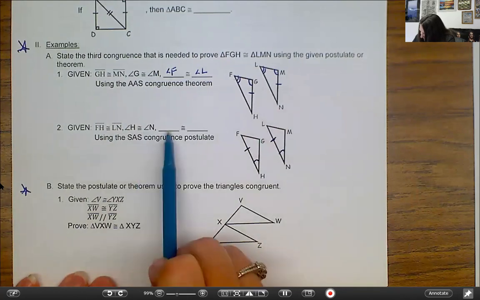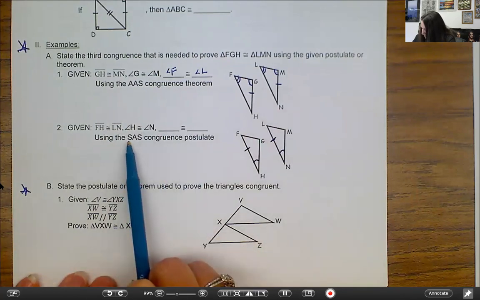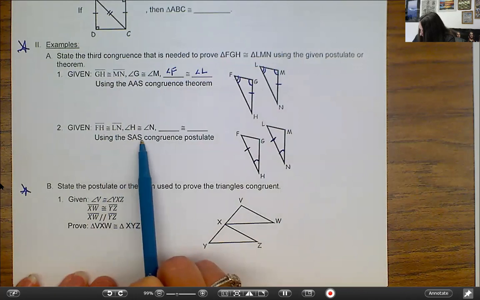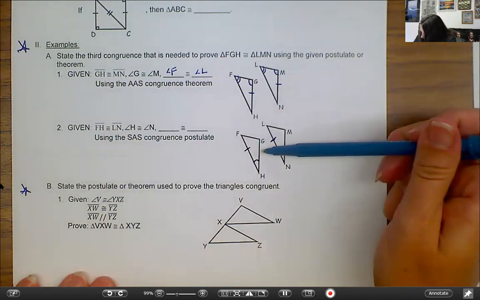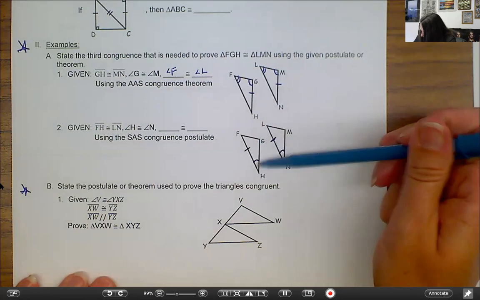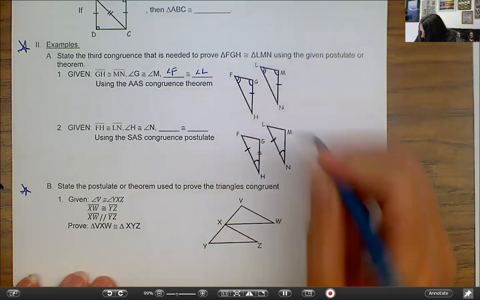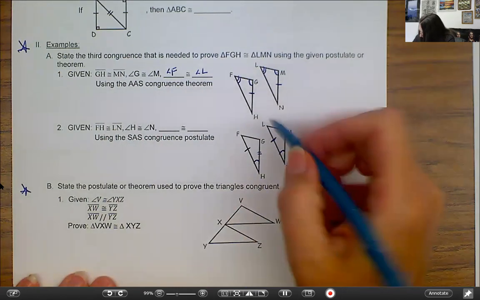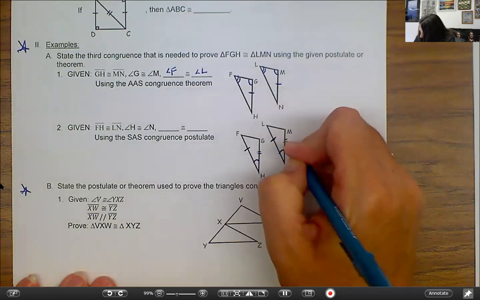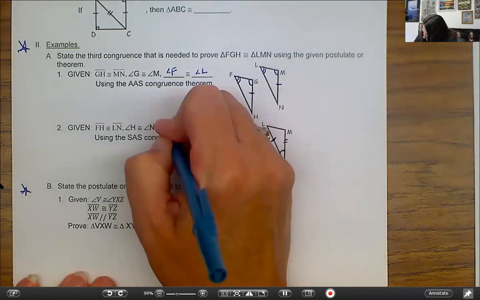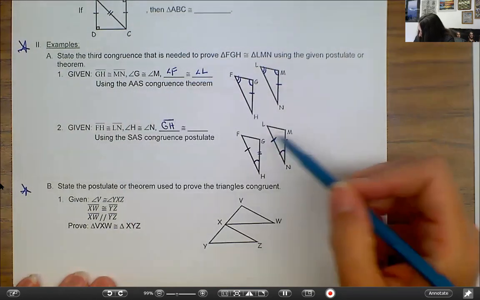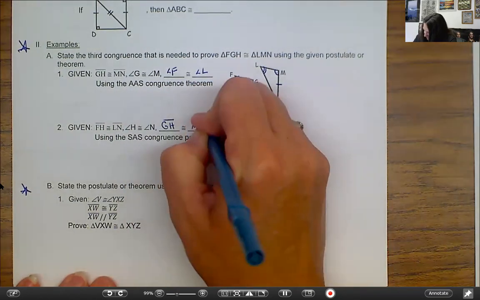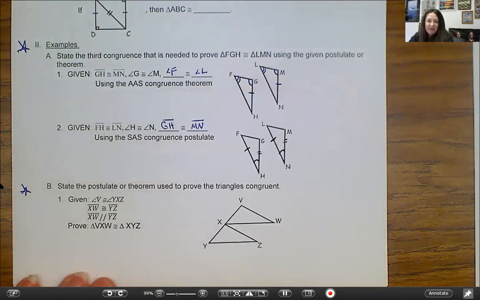Now, what would I need to prove the triangles congruent by side angle side? Well, we'd want to be in that order: side, then the angle, then the side. So to make that work, I want to be at the side, the angle, and then the side. Okay, that angle has to be in between those 2 sides. Okay, same thing over here: side, angle, side. So this tells me I needed side GH, and side MN, as that third congruency statement, so that I could make those 2 triangles congruent.